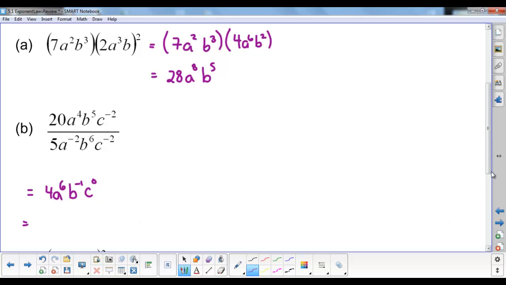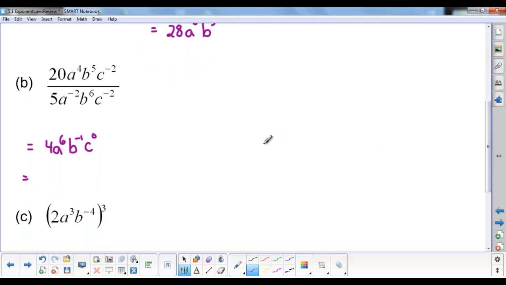Okay, so again, recall that we're leaving all positive exponents. So we'll leave the 4 and the a to the power of 6 as is. Now, because the negative exponent is only touching the b, that is going to flip and go down into the bottom. So that becomes b to the power of positive 1. And then c to the power of 0, well, that is really just 1. So basically, we're taking this expression here and multiplying by 1. So our final answer would be 4a to the power of 6, all divided by b.